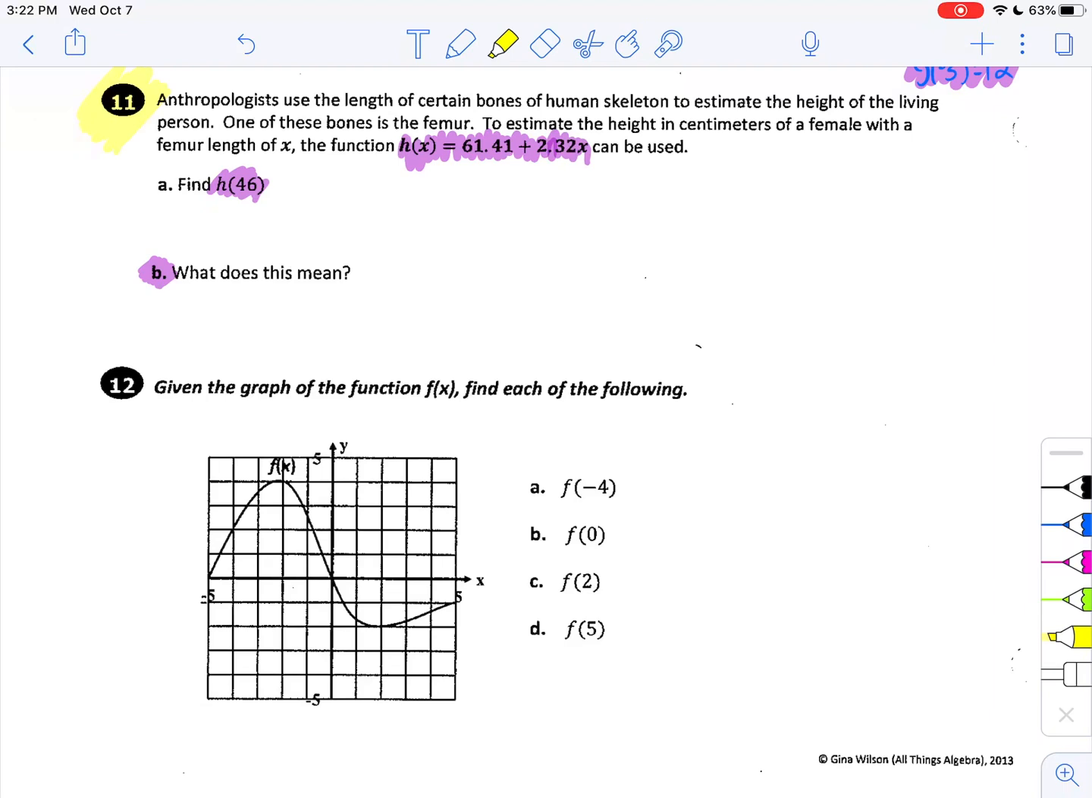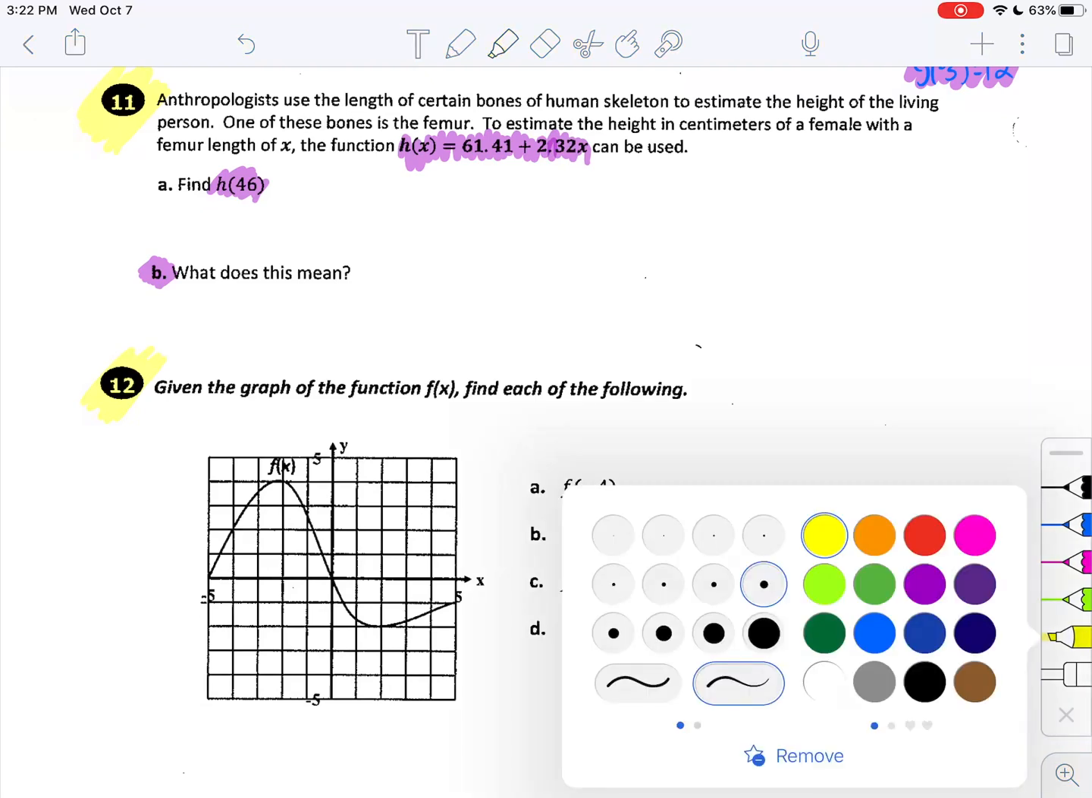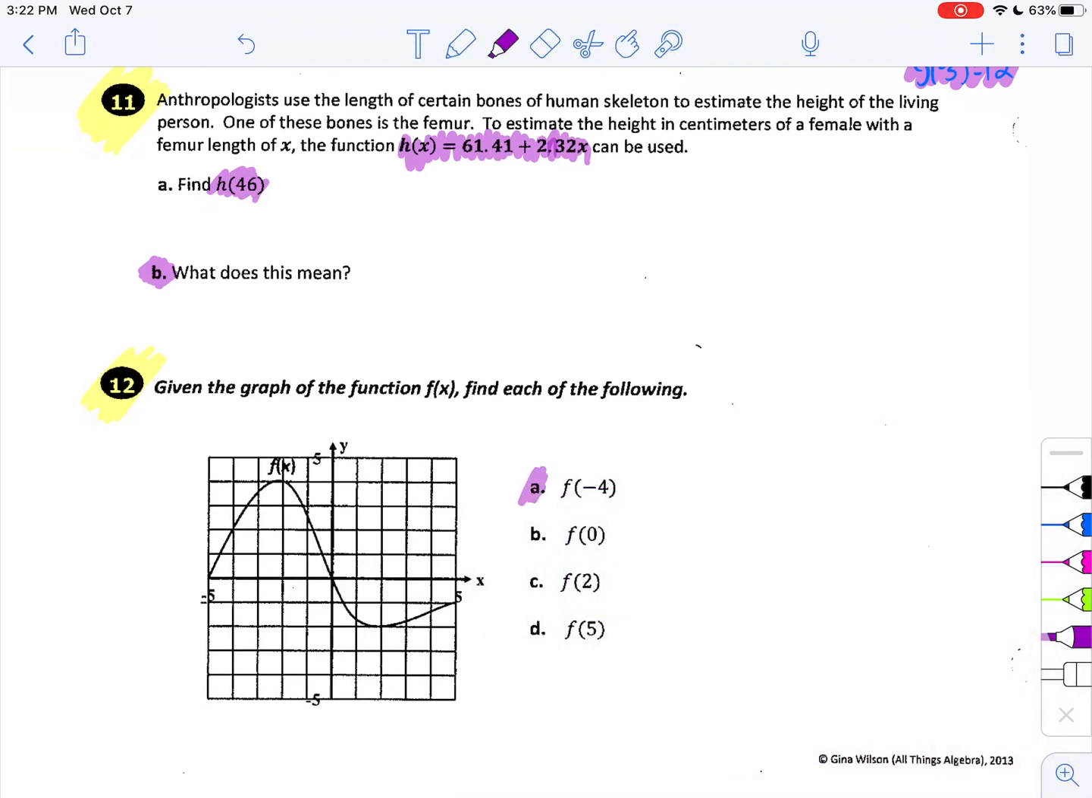And then you can highlight number 12. I'm going to talk about it briefly. It says, given the graph of the function. So again, we're told this is a function, and it wants us to evaluate the following values: negative 4, 0, 2, and 5. So this is asking us to do the same thing. But instead of substituting these values in, because I don't have a function to substitute it in, I have a graph. We're going to look at the graph.